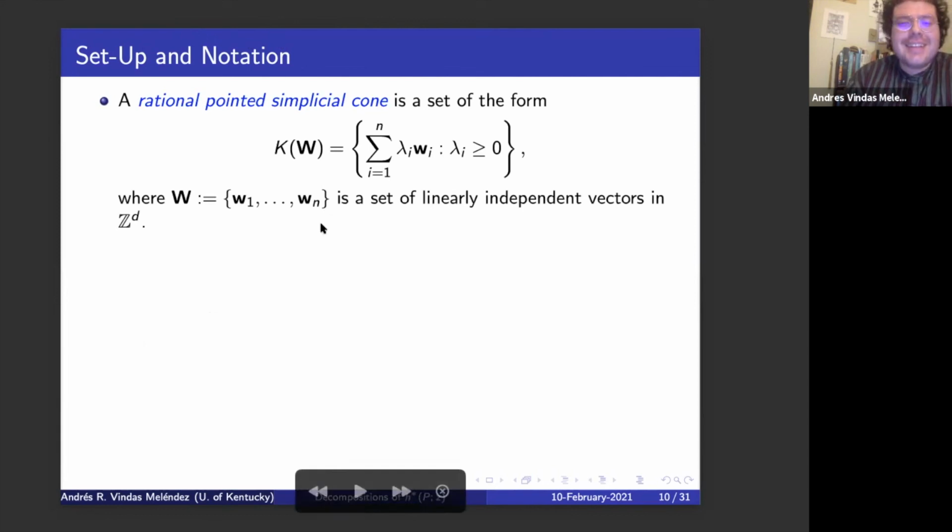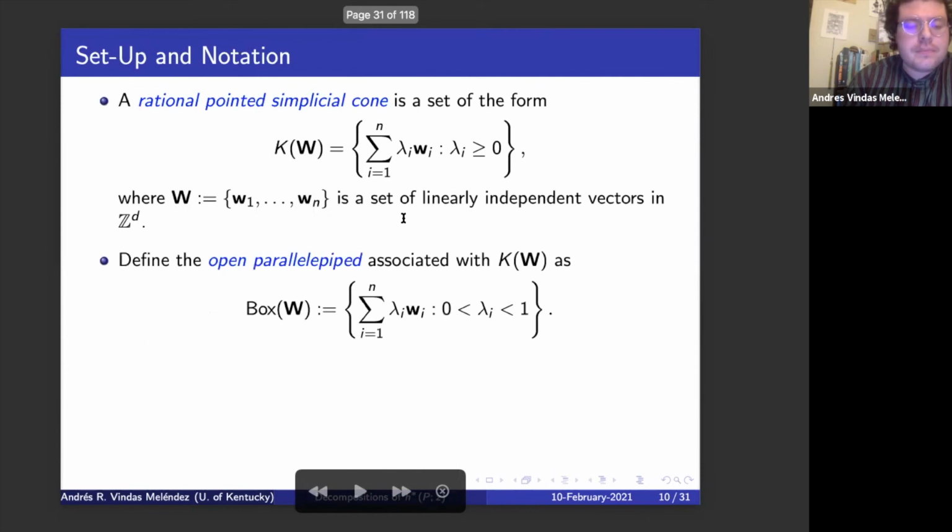Okay. So a rational pointed simplicial cone is a set of this form, where W is a set of linearly independent vectors in Z to the D. Okay. And so I'm also going to define an open parallelepiped associated to that rational pointed simplicial cone as this. Okay. And I'll give you small examples in a little bit.